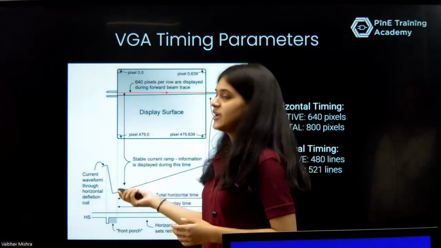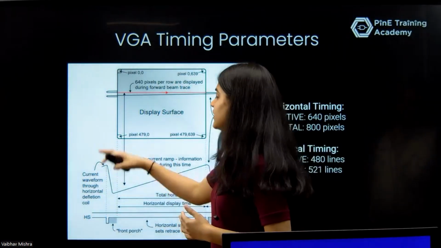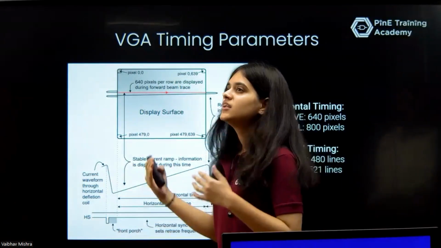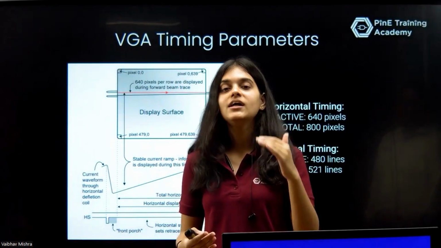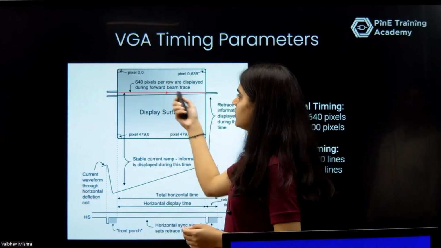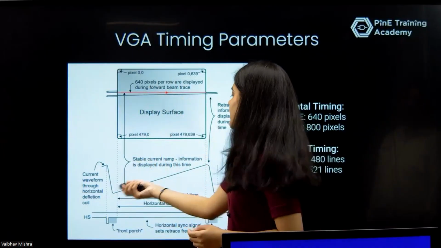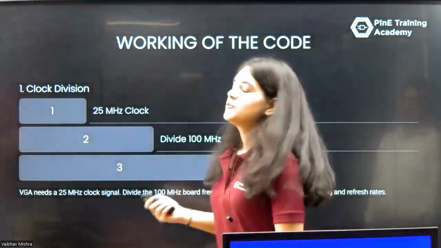And during this time, the coil of the cathode ray tube decreases its current. That is, the cathode ray tube basically stops working, or the current in the coil decreases, so that no information is displayed. And during the display part, that is the forward beam, the current in the cathode ray tube rises. Then the working of code.